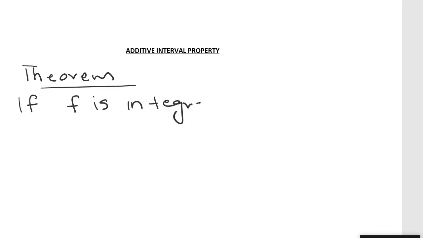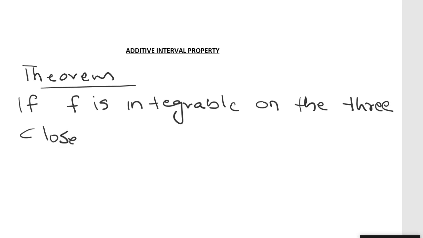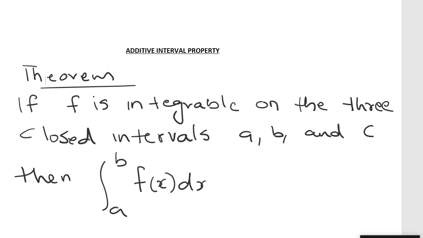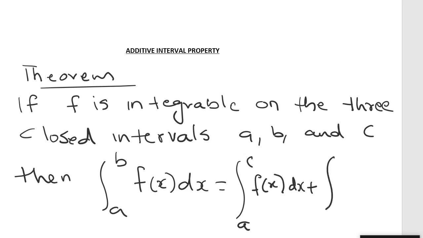The theorem states that if f is integrable on three closed intervals A, B and C, then the integral from A to B of f of x dx is equal to the integral from A to C of f of x dx plus the integral from C to B of f of x dx.